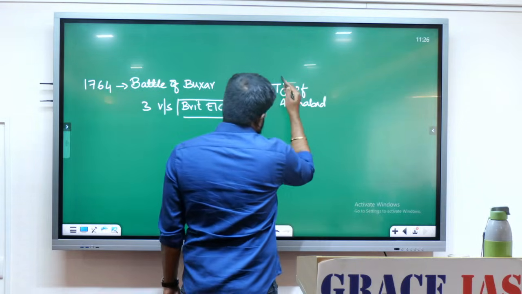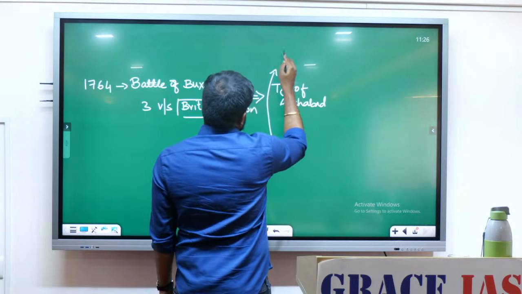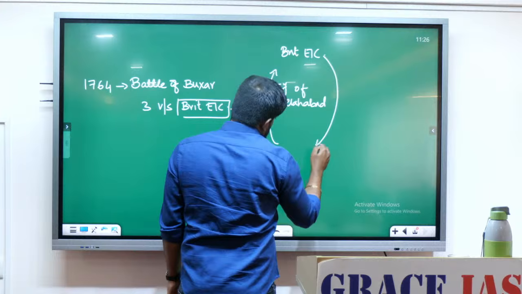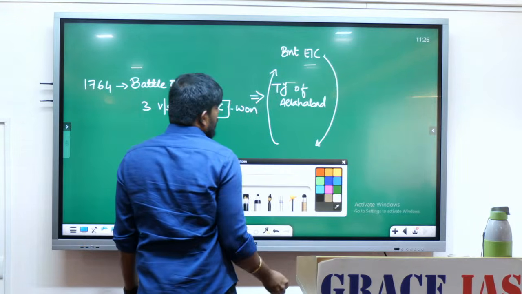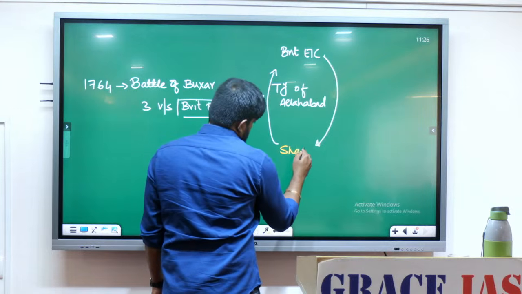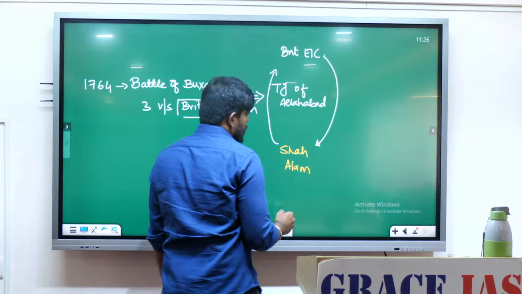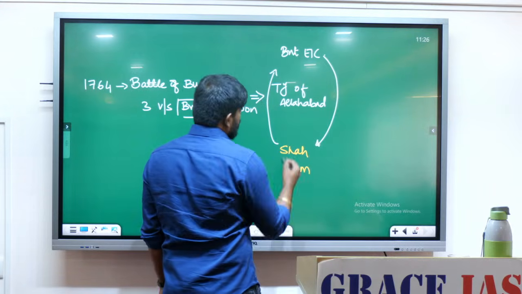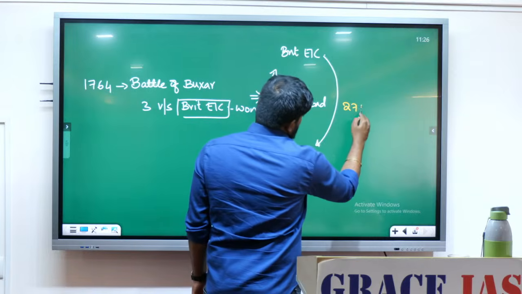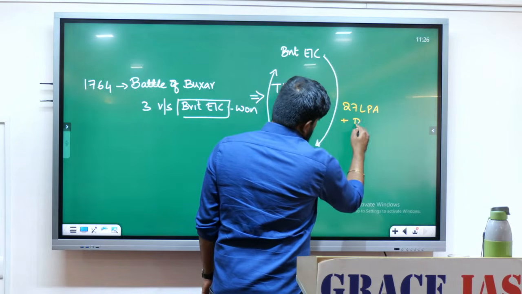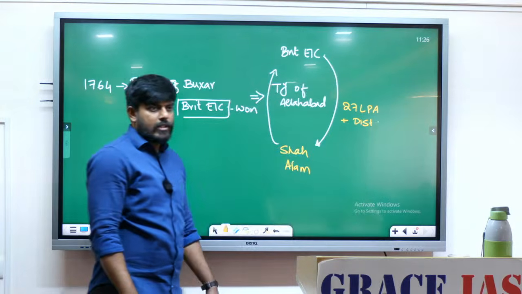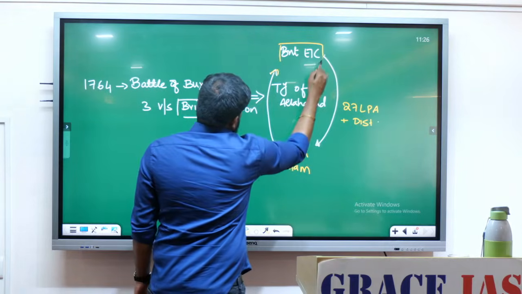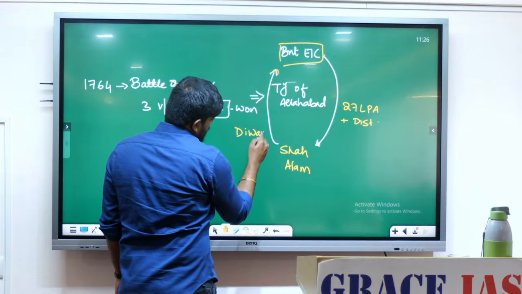And as per the Treaty of Allahabad, which happened between British East India Company and the Mughal Emperor Shah Alam, what happened was Britishers gave Shah Alam the pension of 27 lakh per annum plus some areas, some districts, Allahabad, Kora. And in return, what Shah Alam gave to British was something called Diwani rights.